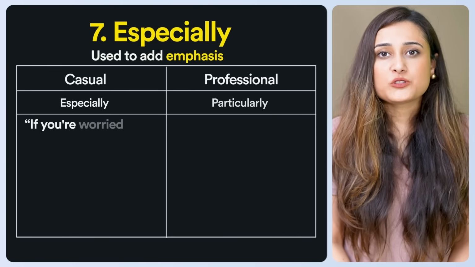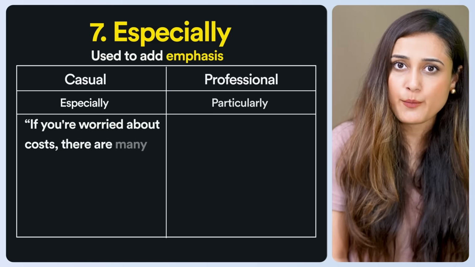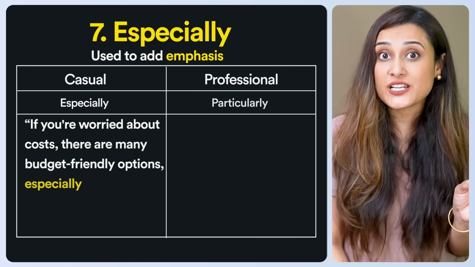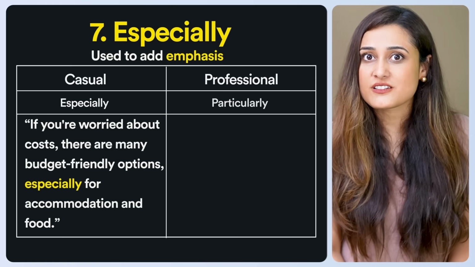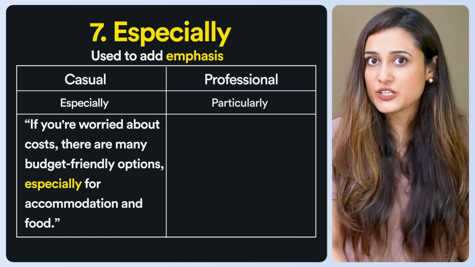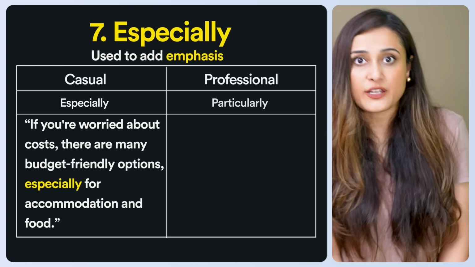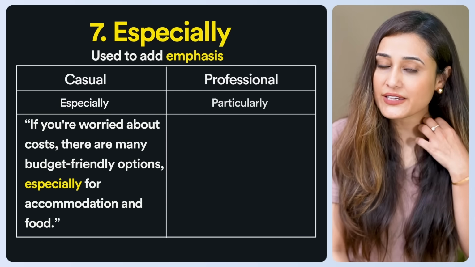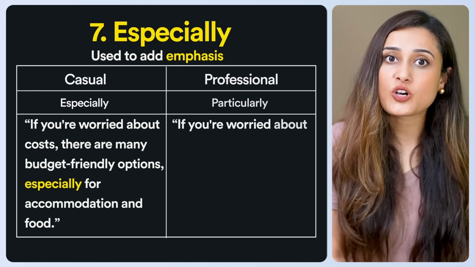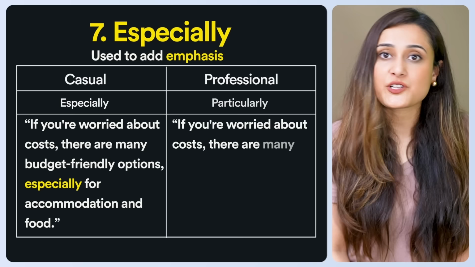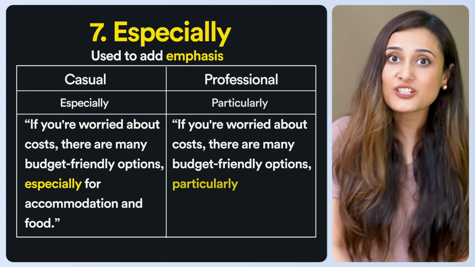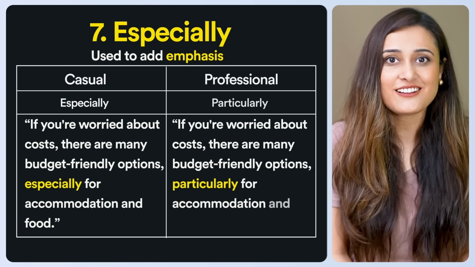If you're worried about cost, there are many budget-friendly options, especially for accommodation and food. Why is "especially" used here? Because accommodation and food are two major expenses when you're traveling. If you're worried about cost, there are many budget-friendly options, particularly for accommodation and food.